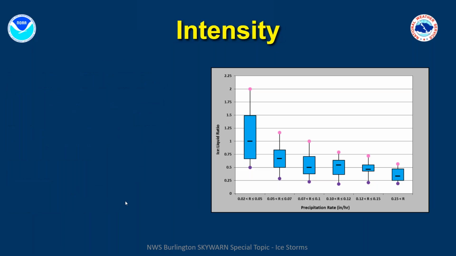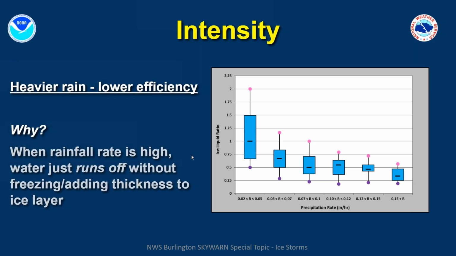And then finally, the intensity of precipitation. So this graphic here shows the ice to liquid ratio as a function of the precipitation rate in inches per hour. And so it's a really steep drop from the light precipitation to slightly heavier. So counterintuitively, one could say that it's the very light precipitation that actually is more likely to give you more efficient and therefore better ice accretion. So again, heavier rain actually leads to lower efficiency if you don't factor in other things like wind. So when the rainfall rate is high, you'll get runoff. And so that is the key thing. Therefore, you just don't add any accretion to what's already there if it's too heavy.